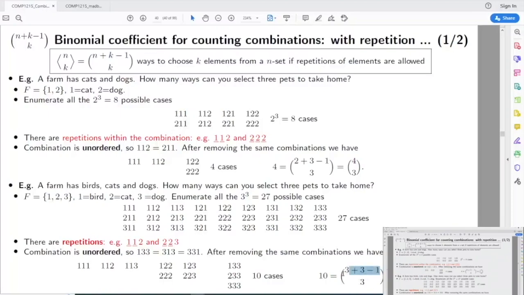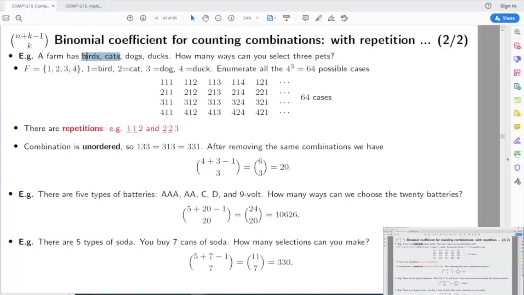Okay. You have bird, cat, duck, dog, 4 kinds of animal. So 1, 2, 3, 4. Again, you pick 3 pets. So k is 3, n is 4. So it will be 4 plus 3 minus 1. So that means 6 choose 3. So this is the idea.